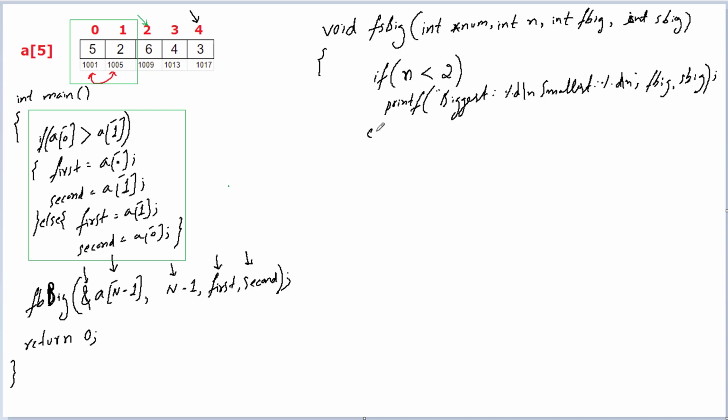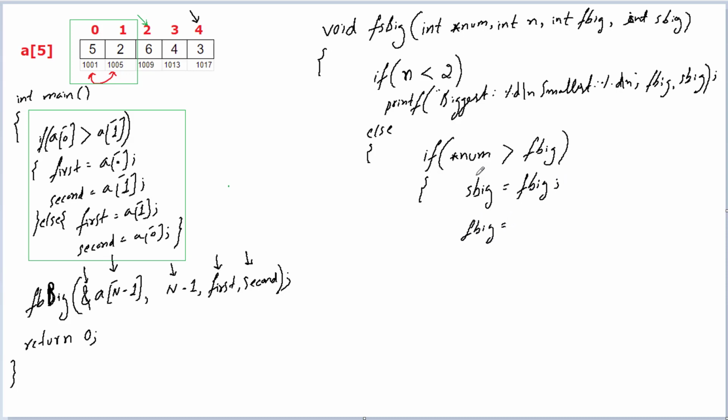Now we will write the logic inside the else block. So now, if whatever is present inside f big, or first big, is in fact less than whatever is present inside star num, that is, some other number inside the array is greater than f big, in that case f big becomes second big, right? So let me assign that value to s big now. Whatever is present inside f big, assign it to s big, and then assign the new biggest value to f big.